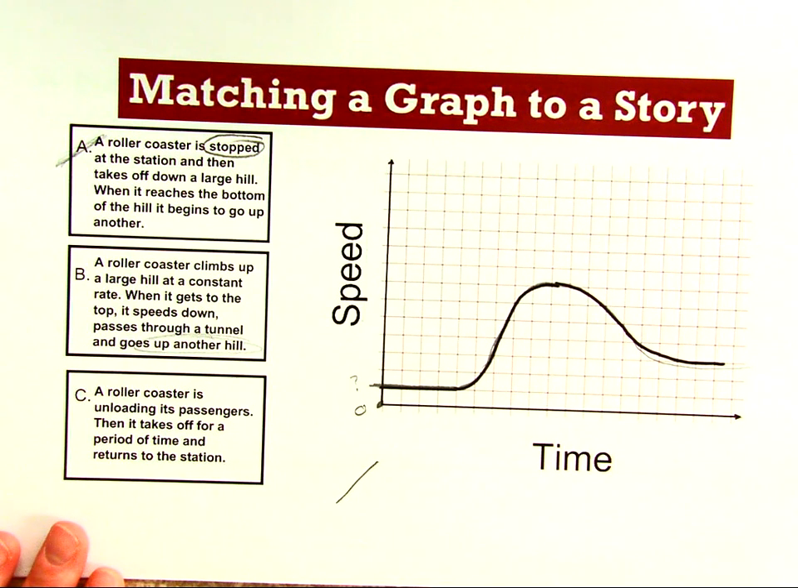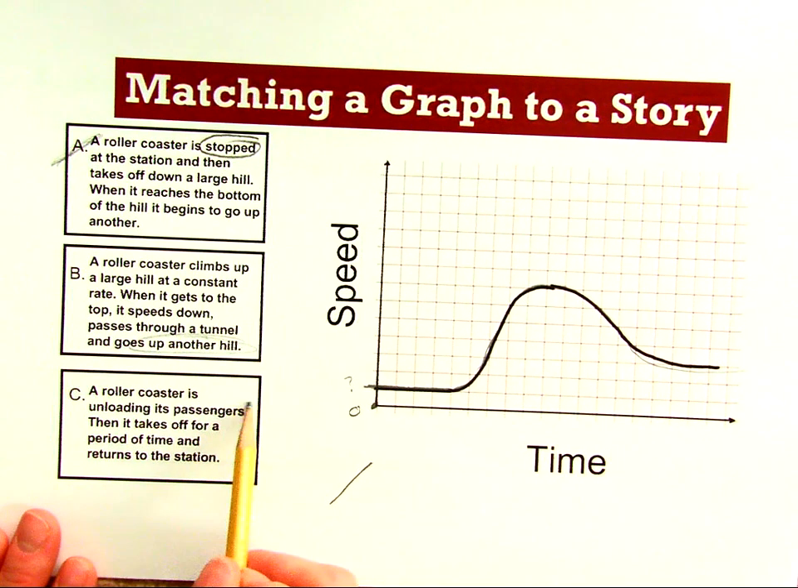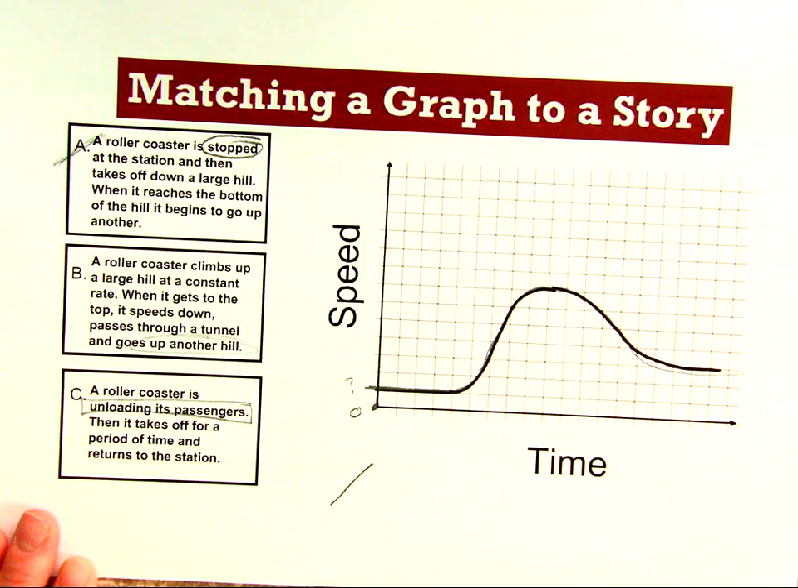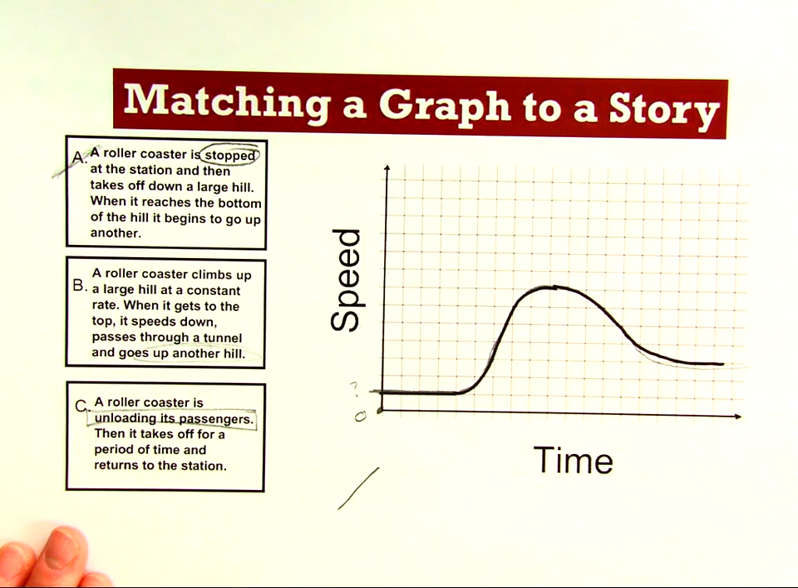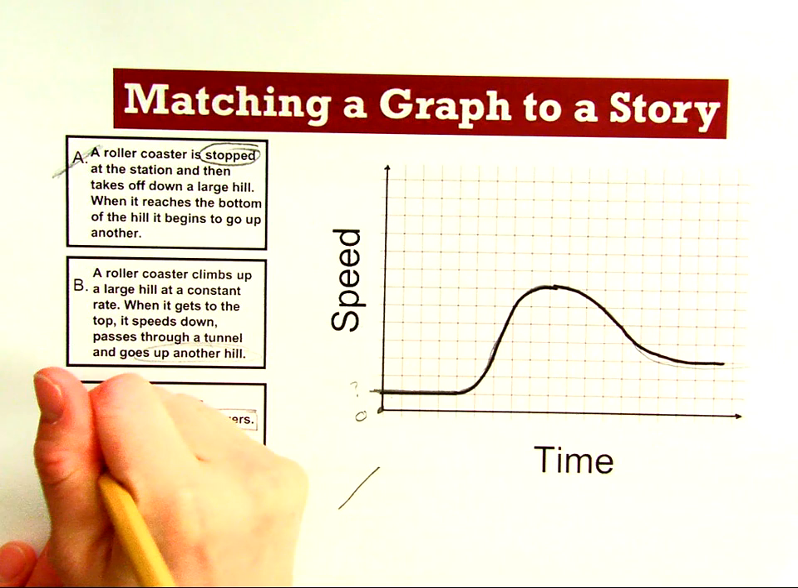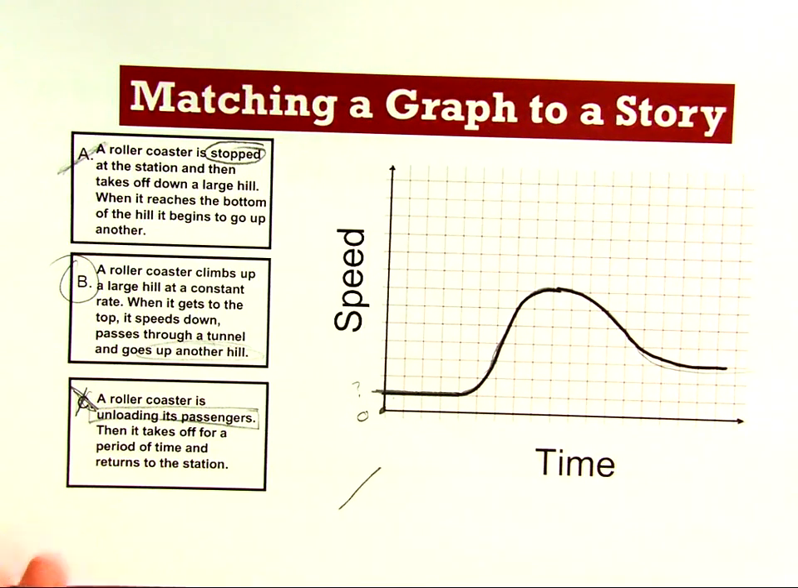C: a roller coaster is unloading passengers. Ooh, if we are unloading passengers, what should our speed be? I hope it is 0, which does not match our graph. So B is the correct answer there.